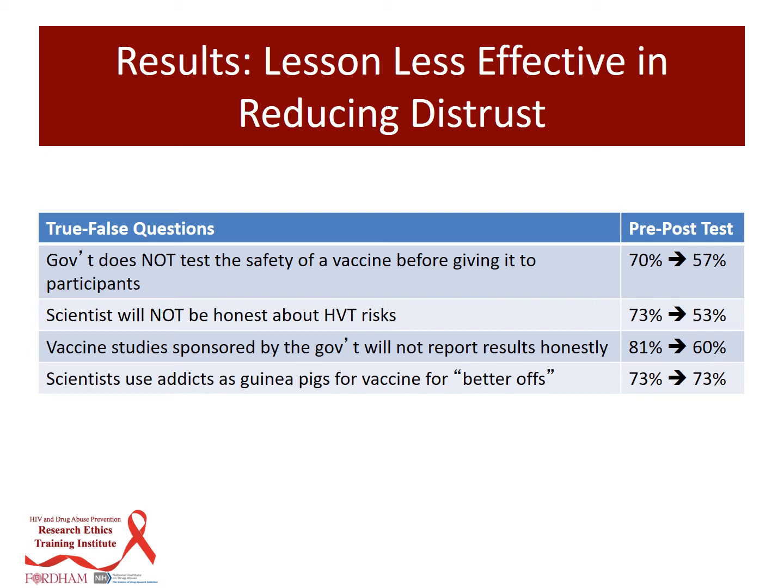So all of the, some of what we would call myths, that scientists will not be honest, the government doesn't test safety, vaccine studies are sponsored. So that really told us something, that simply providing a knowledge base is really not going to get rid of years, and actually generations, of not trusting. I like the last point. Yeah, science issues. Zero change. Right, yep, yep.